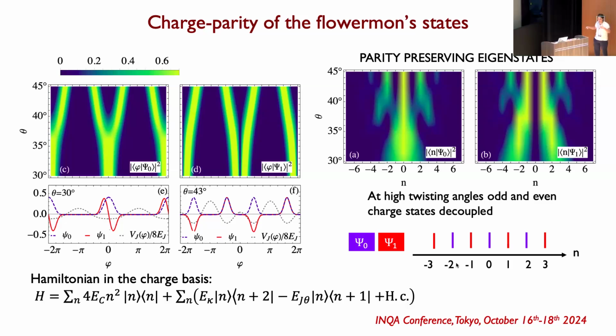As you increase the twisting angle, the two Cooper pair tunneling starts to become the dominating tunneling mechanism. And at some point, even and odd Cooper pair number states are completely decoupled. So the ground state has only even Cooper pair number states, while the first excited state has only odd Cooper pair number states. What does this mean for the coherence? It means that any perturbation that is local in the charge will not couple these two states.